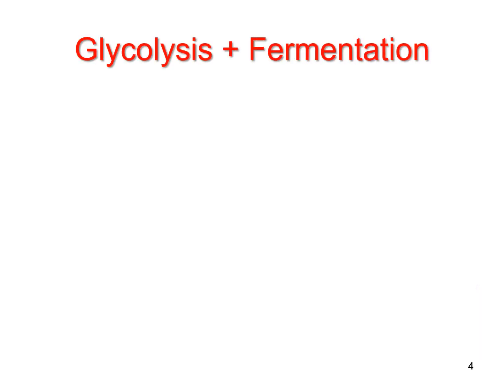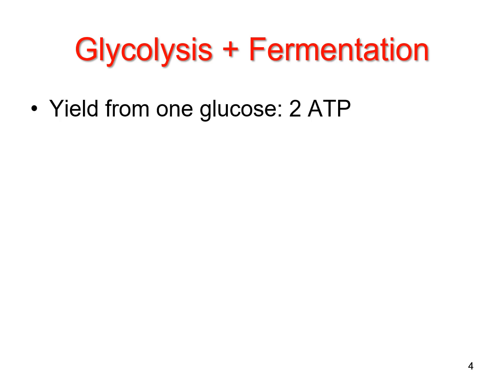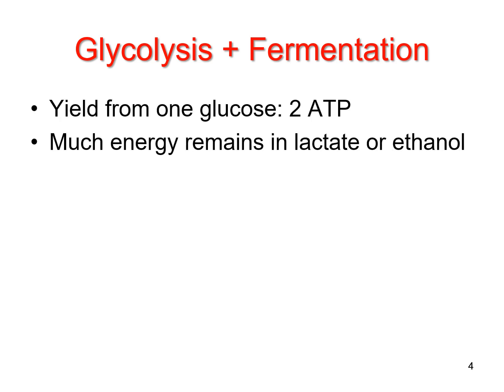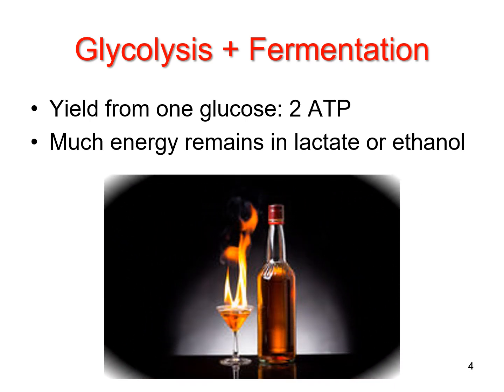Glycolysis and fermentation only produce 2 molecules of ATP out of 1 molecule of glucose. This is because there is still plenty of energy remaining in the bonds of lactate or ethanol, as evidenced by the fact that the latter can burn.